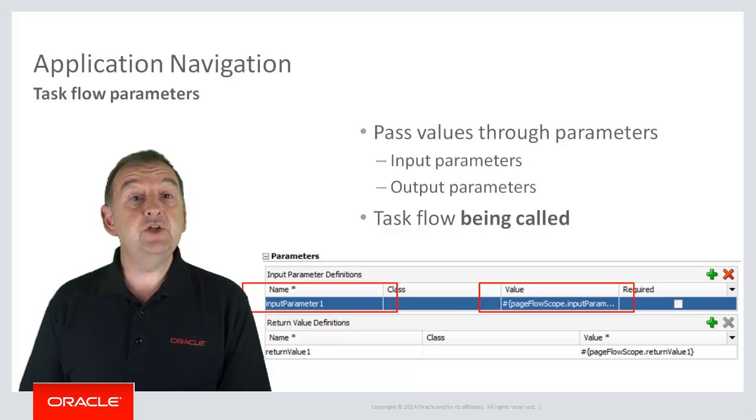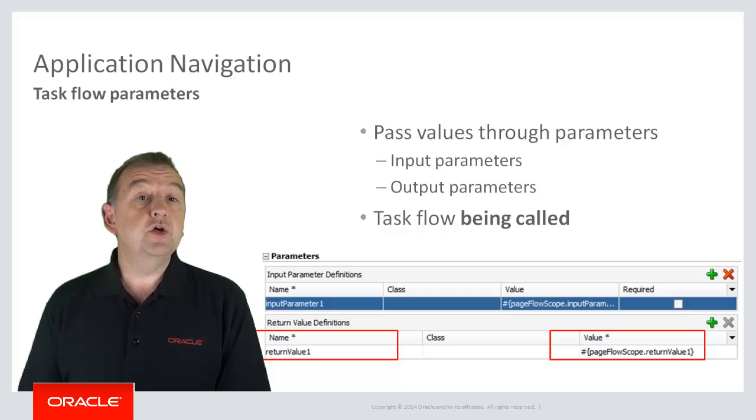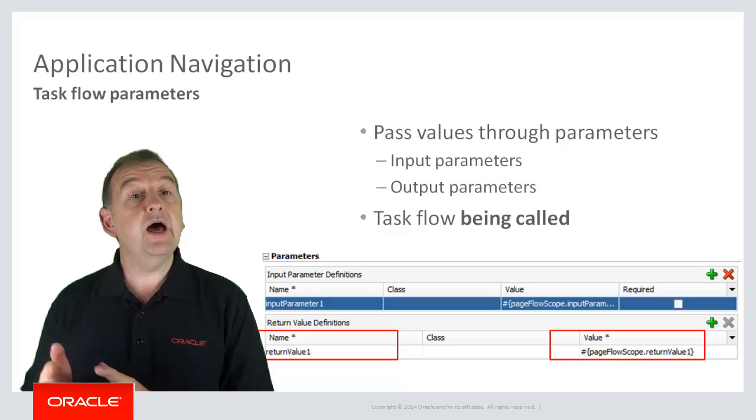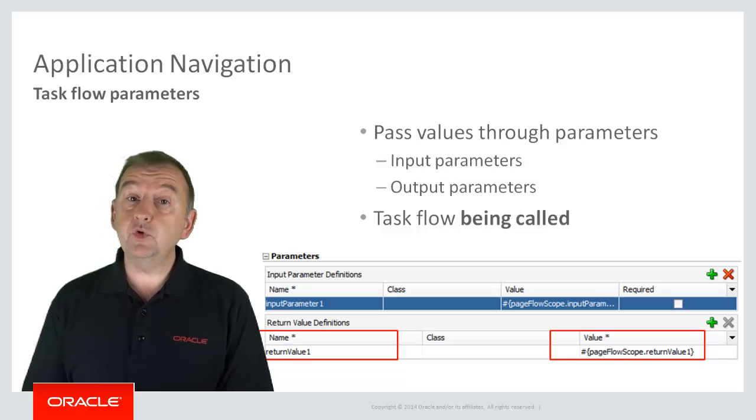Similarly, you can define a return parameter. In this case I've defined a return parameter called return value 1. This parameter will hold its value inside a page flow scope variable called return value 1. So within the called task flow, both these parameters are referenced by referring to page flow scope dot and then the parameter name. So that's the task flow being called.